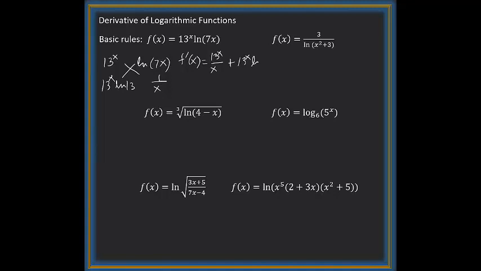Then I have natural log of 7x times natural log of 13. So this is the derivative for this function. So I'm going to the next example.